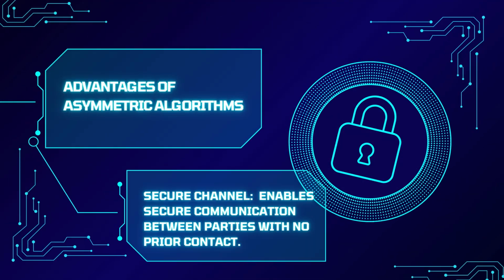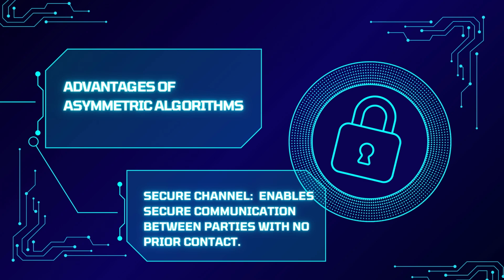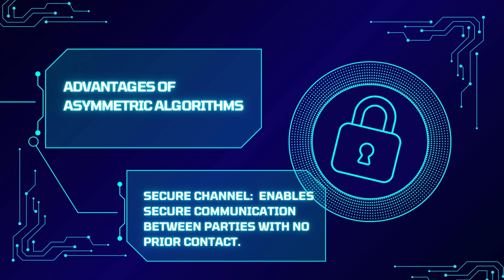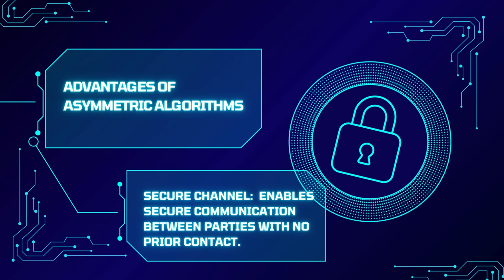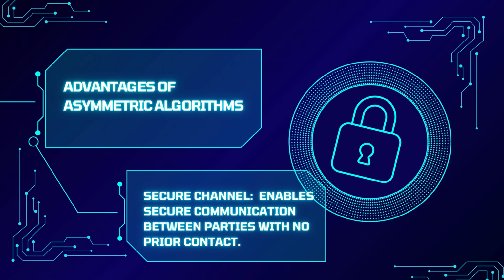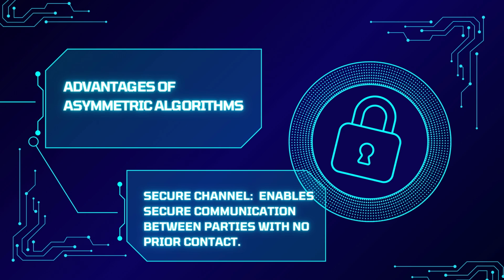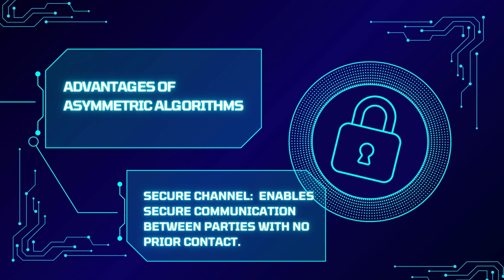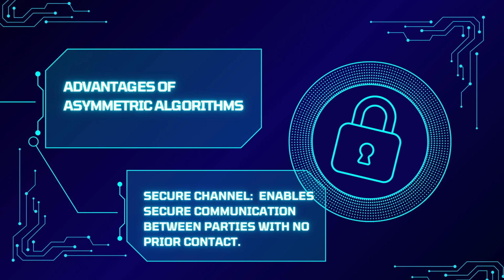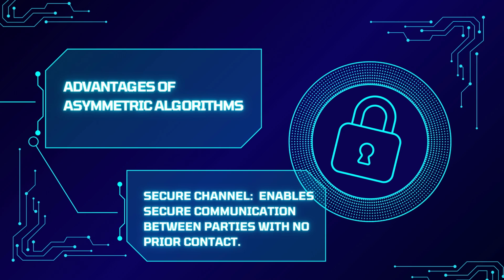Stick with me. Alright, now that we've got a grip on how asymmetric algorithms work, let's talk about why they're such a game changer. Here are the top advantages of asymmetric algorithms that make them the go-to choice in modern cryptography. 1. Secure channel, no prior contact needed. Imagine wanting to send a private message to someone you've never met before. No exchanging secret keys ahead of time. No awkward meetings in dark alleys. With asymmetric algorithms, you can instantly establish a secure communication channel even with zero prior contact. This is the magic that makes things like online banking and e-commerce possible.